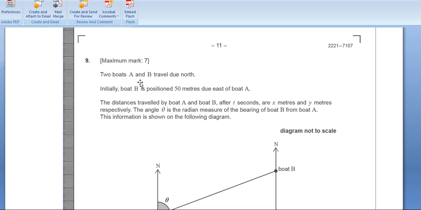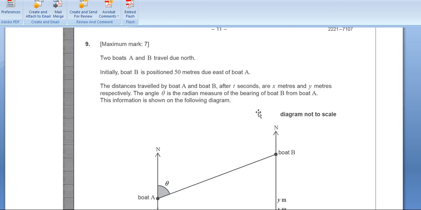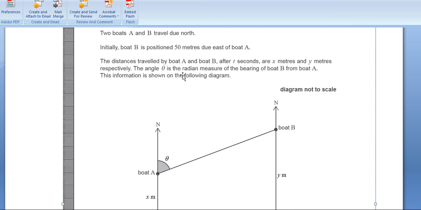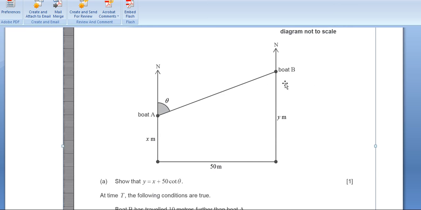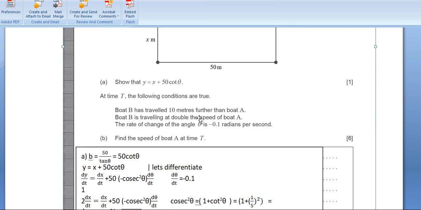Question 9. Two boats A and B travel due north. Initially, boat B is positioned 50 meters due east of boat A. The distances traveled by boat A and boat B after t seconds are x meters and y meters respectively. The angle theta is the radian measure of the bearing of boat B from boat A. This information is shown. Show that y equals x plus 50 cotangent theta.